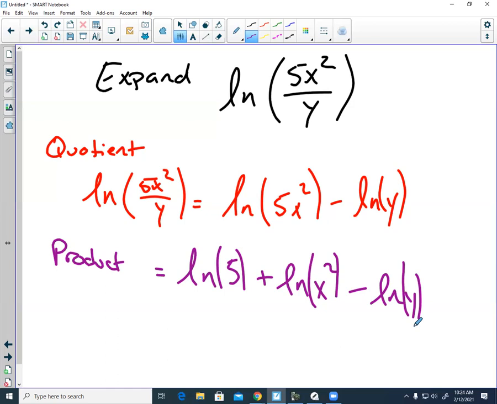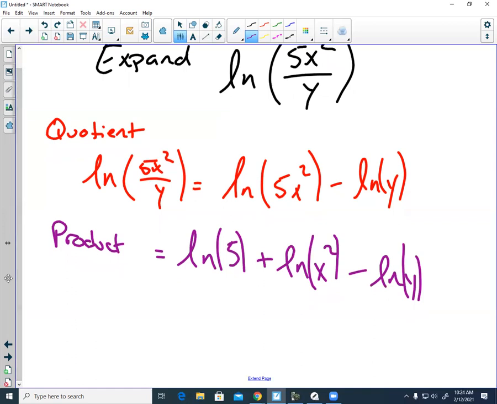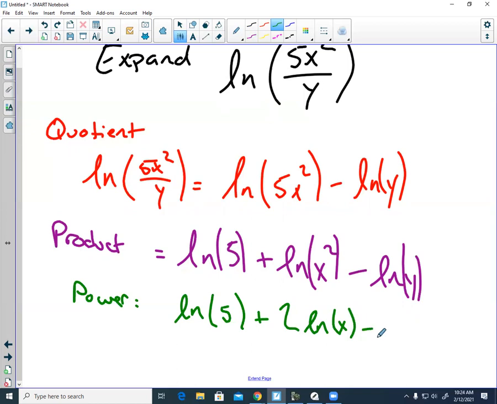And then finally, the last thing I do is I look through to see if there's anything else that can be broken down. Because I've already got all of the multiplication out. I've got all of the division out. The last thing I have to do is check to see if there are any powers, which obviously there's a power here. So the power property just means I take that 2 and I move it out front, in front of that log, not in front of everything else. So power property, it would end up equaling ln of 5 plus 2 times ln of x minus ln of y.